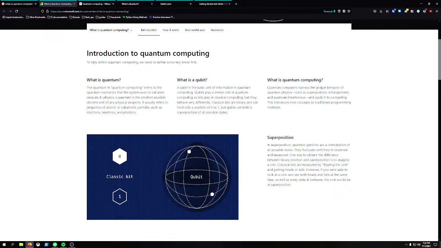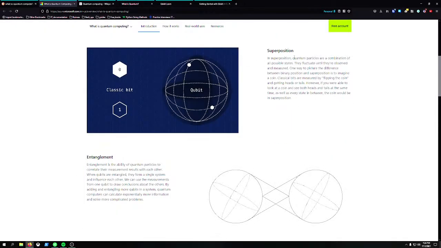For those of you that are really into math, basically you can search infinity a lot faster with a quantum computer. Quantum computers harness the unique behavior of quantum physics, such as superposition, entanglement, and quantum interference, and apply it to computing, introducing new concepts to traditional programming methods. Superposition means quantum particles are a combination of all possible states. They fluctuate until they are observed and measured. That has a lot to do with Schrodinger's cat, being both alive and dead at the same time.